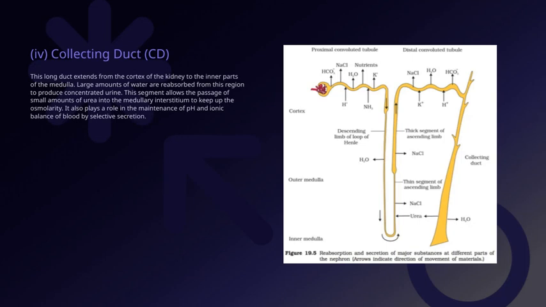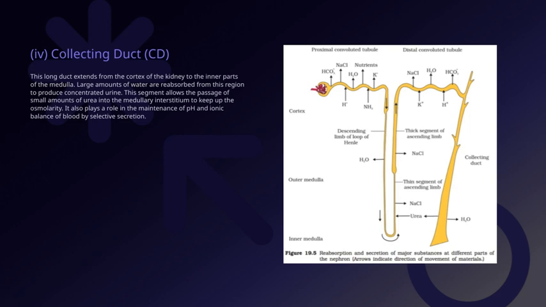This long duct extends from the cortex of the kidney to the inner parts of the medulla. As it runs through this region, it plays a crucial role in the kidney's ability to concentrate urine. Large amounts of water are reabsorbed here, which helps produce the concentrated urine our bodies need to conserve water effectively. This segment also allows small amounts of urea to pass into the medullary interstitium. This process is essential because it helps maintain the osmolarity gradient, which is key for water reabsorption and urine concentration.